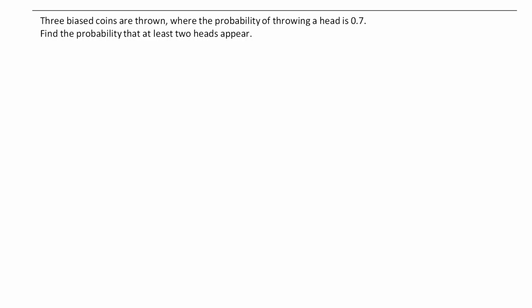We're going to answer this question before us, which says, three biased coins are thrown where the probability of throwing a head is 0.7. Find the probability that at least two heads appear. As you can see, we have three biased coins, which means this is a three-stage experiment. That means I can't use a table to represent my sample space here. It won't work. I need to use a tree diagram.